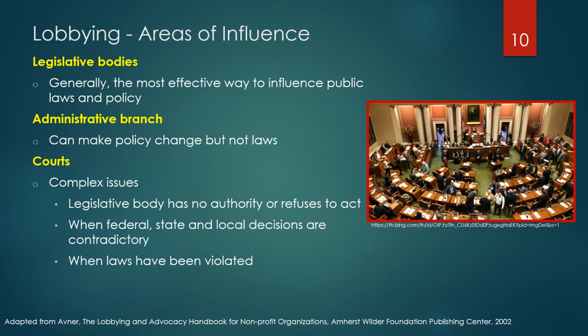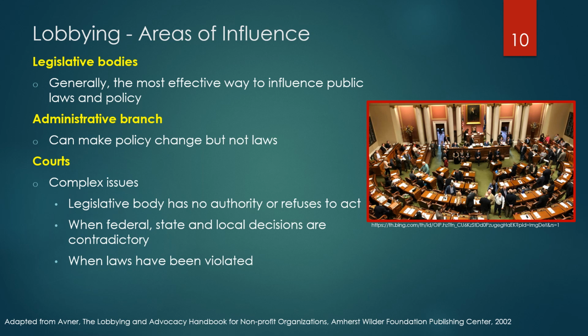The most effective way to influence public laws and policies is through lobbying the legislative body. The legislative body is where laws are developed that impact workplace safety, social behaviors, violations of standards, etc. The executive or administrative branch can occasionally influence policies through executive action or orders, but can't make laws, since that's a legislative function. Complex issues are usually settled in the courts.